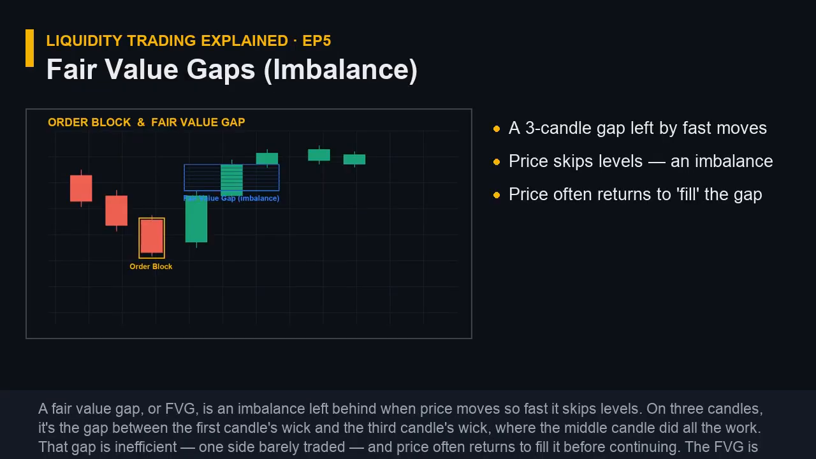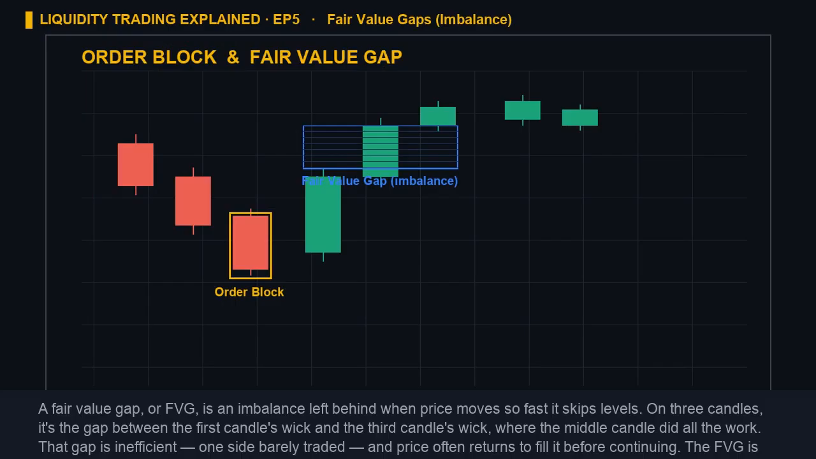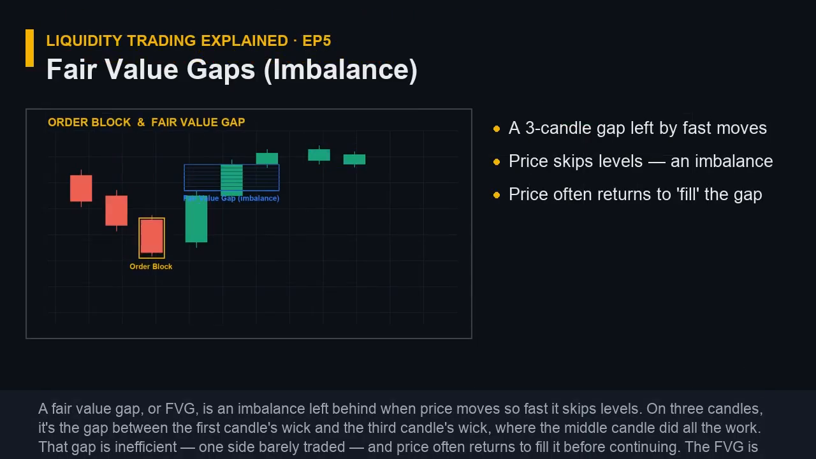A fair value gap, or FVG, is an imbalance left behind when price moves so fast it skips levels. On 3 candles, it's the gap between the first candle's wick and the third candle's wick, where the middle candle did all the work. That gap is inefficient. One side barely traded, and price often returns to fill it before continuing. The FVG is both a magnet and an entry zone.